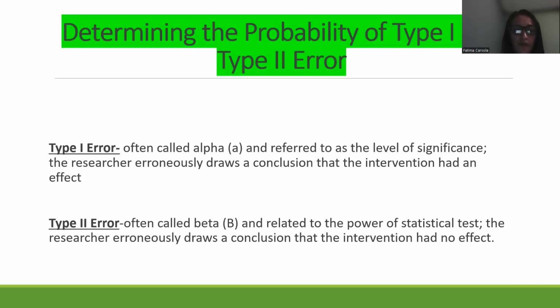We also have here the type 2 error. I would explain it further but it's not within the level of the student to understand this one. The type 2 error, often called beta, is related to the power of the statistical test. The researcher erroneously draws a conclusion that the intervention had no effect if there is type 2 error. Actually, the type 2 error is the acceptance of a false null hypothesis, or the statement that there are no differences in the outcome when in fact there are differences. Okay, so that could happen.